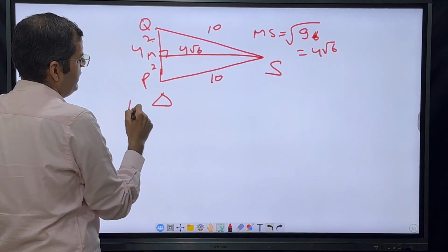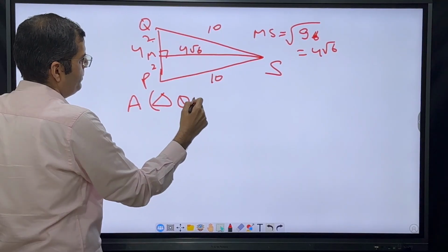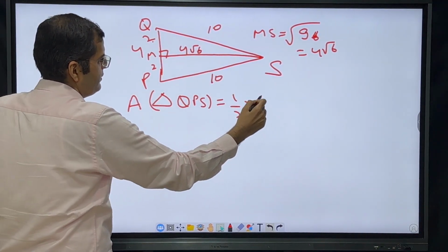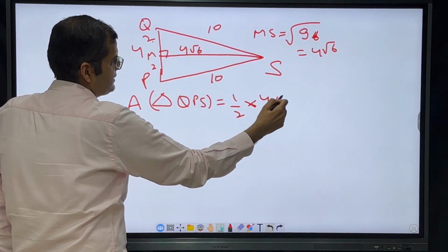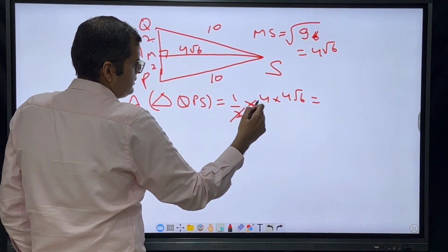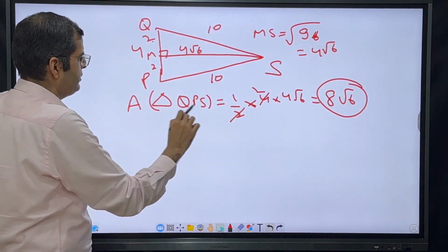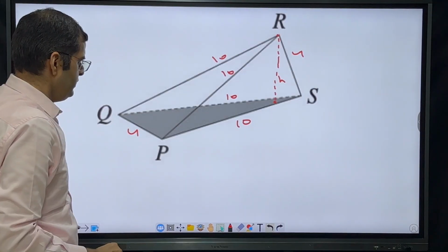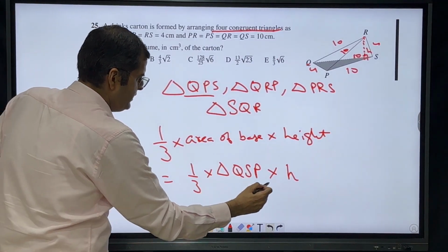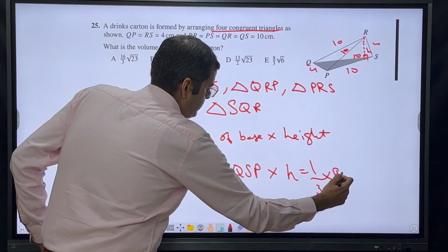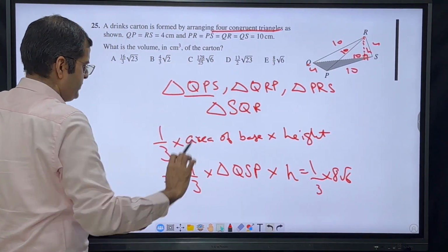So area of triangle QPS will be half into base here, QP, which is 4, into height MS, which is 4 root 6. This is 2, 4 into 2, 8. 8 root 6 is the area of this triangle. So here the volume is 1 by 3 into 8 root 6. Now I need to find the height H.